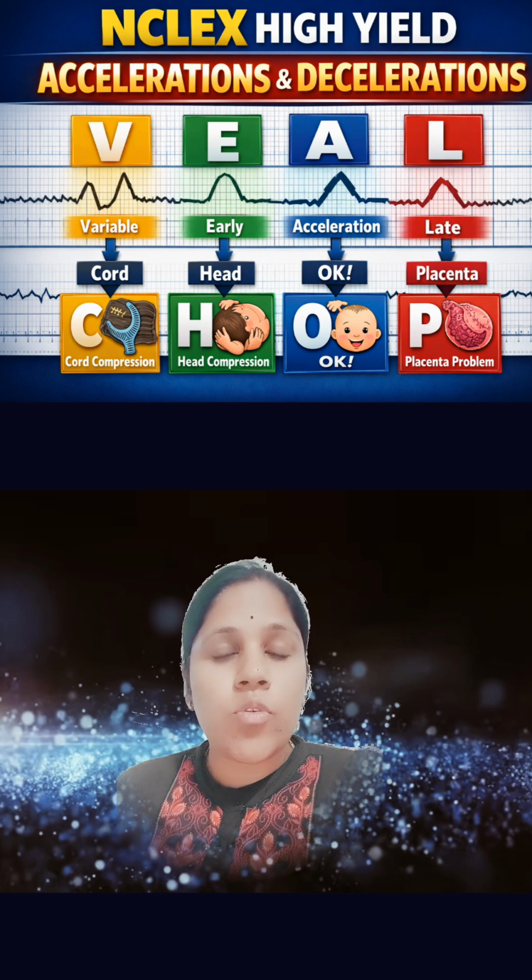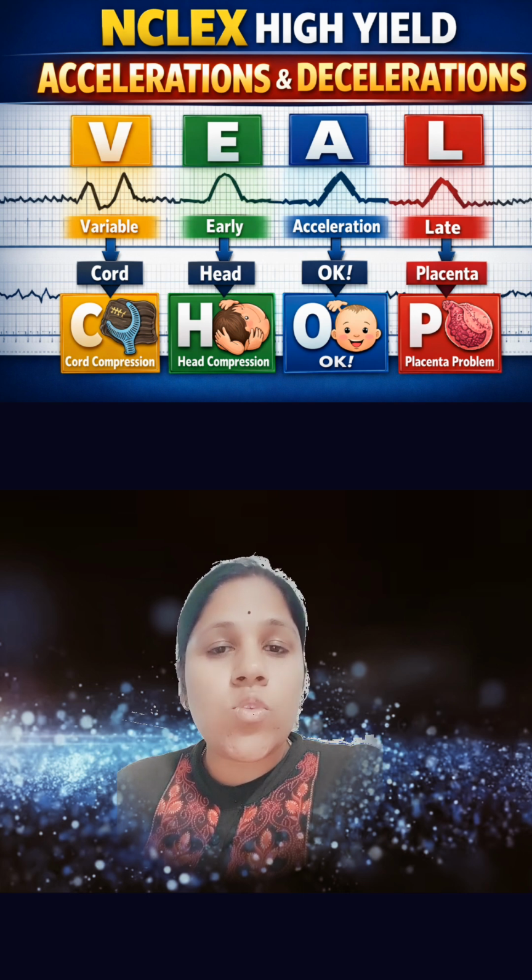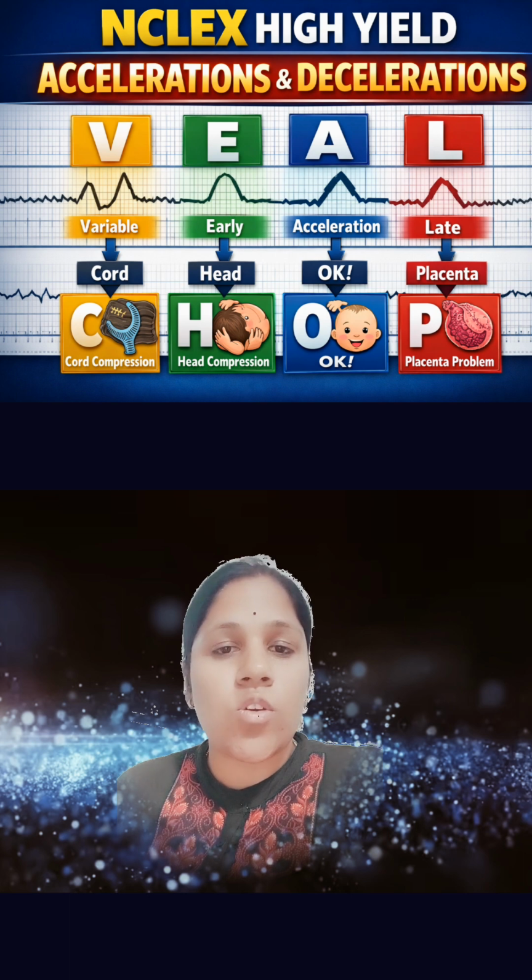It is a very important topic in the maternity aspect. Whenever we see a fetal heart rate strip, one fastest interpretation tool is very much essential. So this particular tool I am going to give with the help of a mnemonic, and it is the VEAL CHOP rule. This mnemonic helps to match the type of deceleration pattern, its cause, and what exact nursing response can be carried out for the patient. So let's go into the topic.